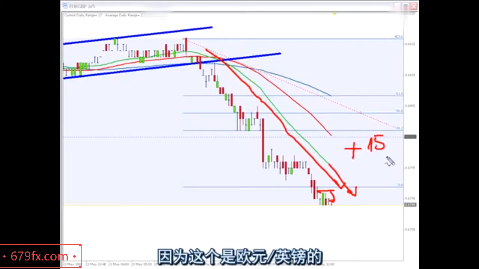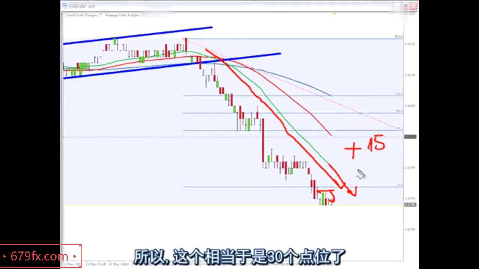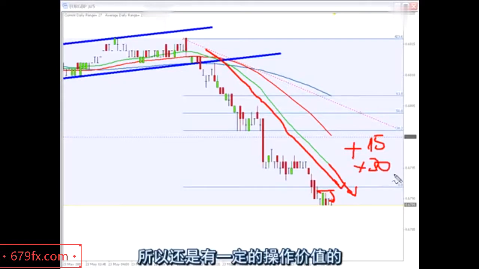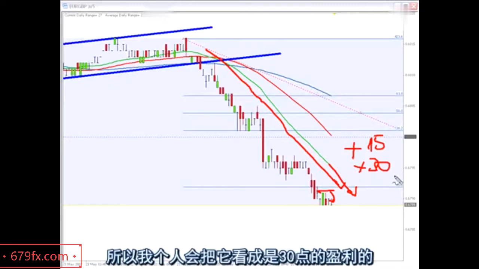Like I was saying, this is the Euro GBP, and as you know, the pip value for this currency pair is double. It's almost $20 per pip, so I will personally account it as a plus 30 pip profit in my accountancy books, because, yes, fair enough, this currency pair moves very little per day, but the pip value is double, so that's also worth considering. So I will personally account this trade as a plus 30 pip win.